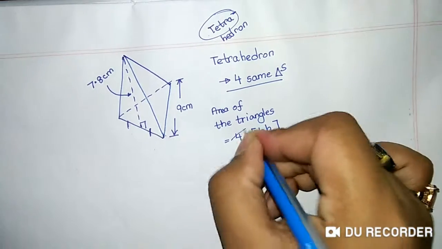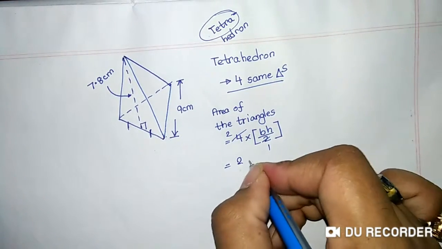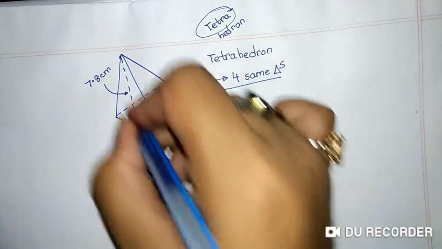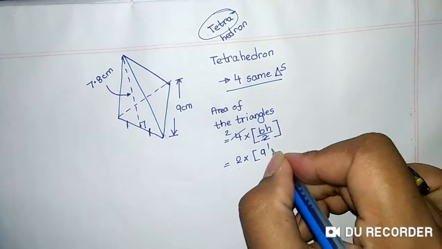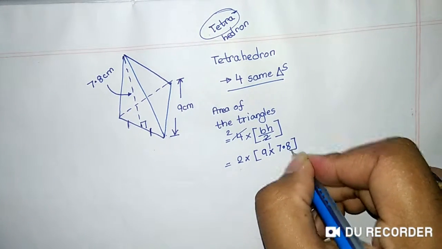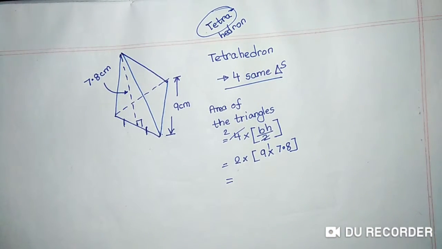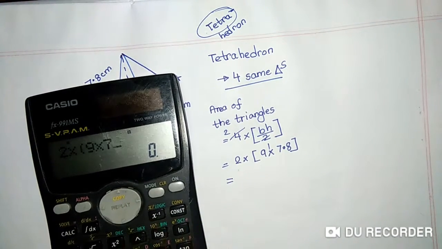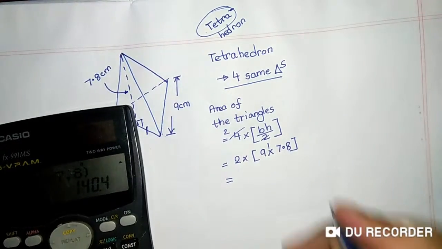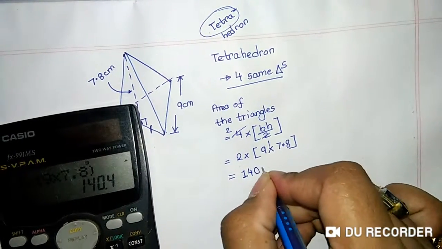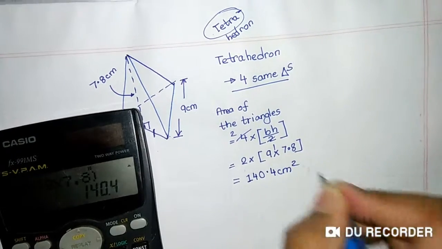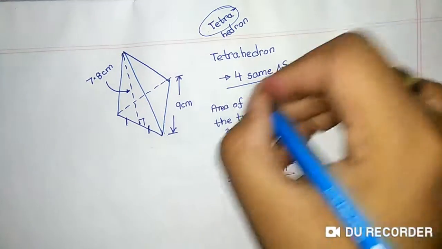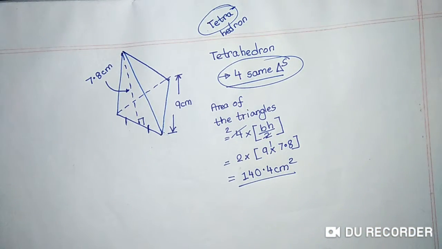So I can make a simplification here, which I always love to do. So 2 times, we know the base is going to be 9 and the height is 7.8. So 9 times 7.8. So as we do that, we are gonna find out that 2 times 9 times 7.8 is gonna be 140.4 centimeters squared. So the easiest problem was this one, the tetrahedron, where there are actually 4 same triangles.